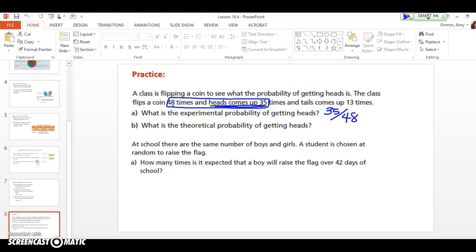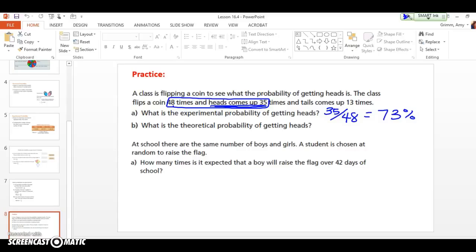So, Harper, what did you say the percentage was? 72. Is it 72 or 73? Did you round correctly? Oh, no, I didn't know. Okay. So 73%. Okay. Now, that tells us automatically that, hey, that's kind of weird because on the next one it says, what is the theoretical probability of getting heads?